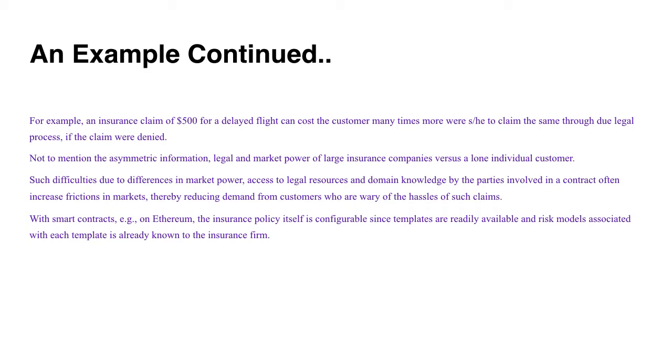So such difficulties due to differences in market power, access to legal resources, and domain knowledge among the parties involved in a contract often increase frictions in markets, thereby reducing the demand from customers who are wary of the hassles of such claims. With smart contracts, for example on Ethereum, the insurance policy itself is configurable since templates are readily available and risk models associated with each template are already known to the insurance firm.